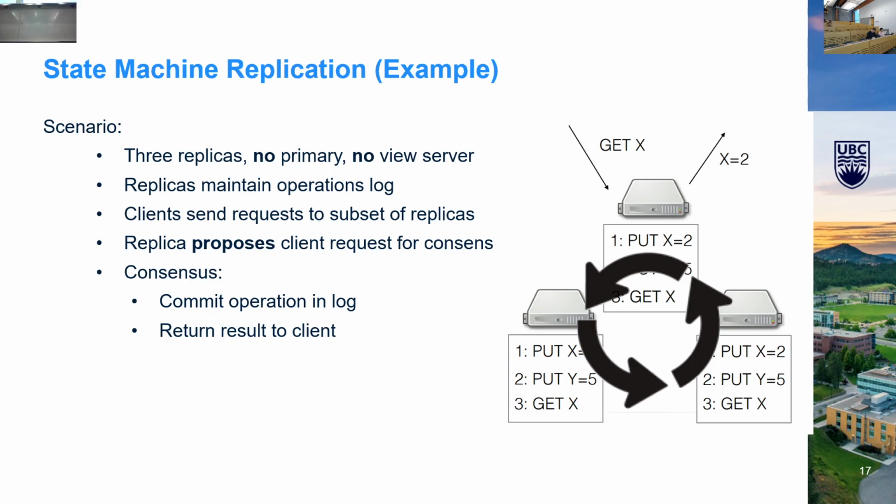Client sends a request for the subset of replicas based on the client's own decision process. Now the replica that received the request from the client has to propose the change. Looks like the picture is clipping the slide. That should be consensus, not consents. Consensus then requires that we commit that operation in our log and return the result to the client. So the client gets the response once the replicas know that this operation has committed.